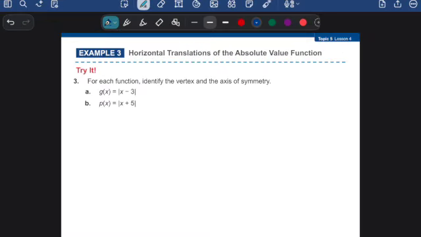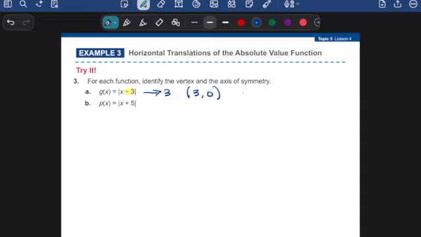For try it number 3, let's identify the vertex and the axis of symmetry. So again, we're changing inside the parentheses, so we're going to think opposite direction. If it's -3, that means we're moving the input to the right 3, so that when I subtract 3, I'm back to 0 at the parent function. So that makes our vertex now 3 units to the right. So our x value increases by 3. So our vertex would be at 3, 0.